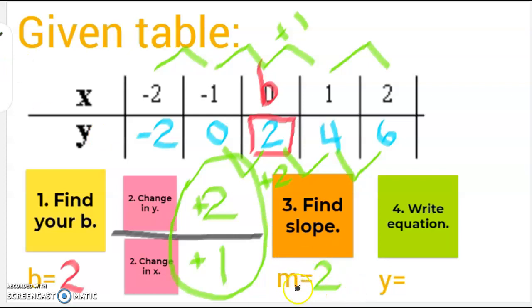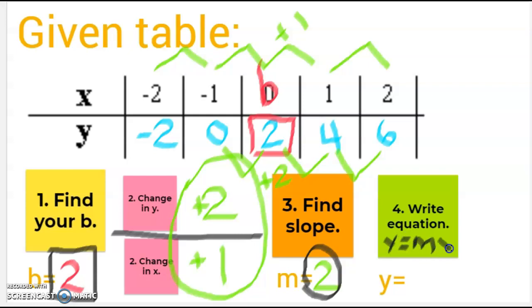Okay, so now look, we've got M, we've got B. We should be able to plug those two back into our equation. Remember, our equation is Y equals MX plus B. If I plug them back in, Y equals, my M was 2, so 2X plus, my B was 2. So I'm done writing my equation. That was my goal.